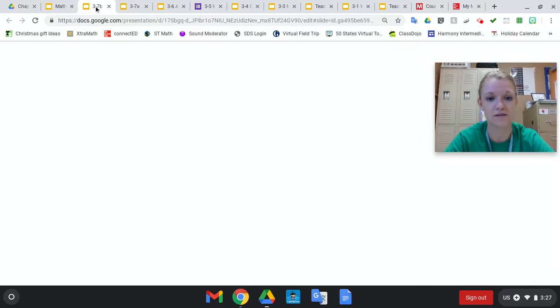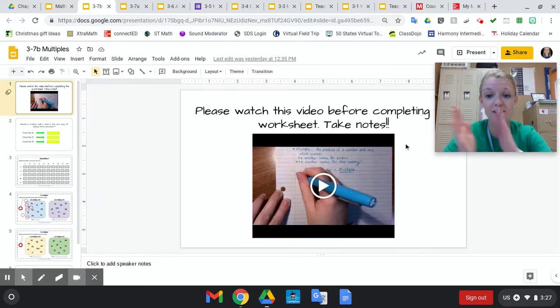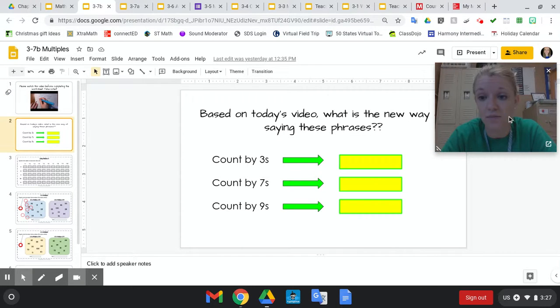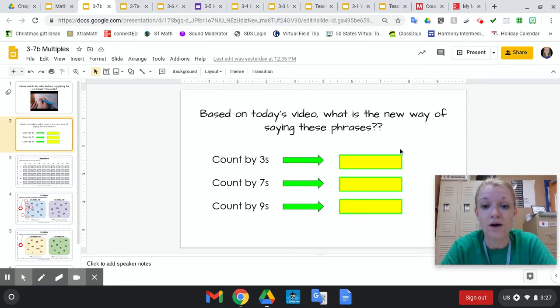All right, next lesson. We're almost there. Yay! And then we'll get to studying with our review notes for our test. Okay, so this lesson was all about multiples, and we're no longer calling our songs skip counting songs. They are multiple songs. So count by 3s is the same as multiples of 3. Count by 7s is the same as multiples of 7. You get the gist.